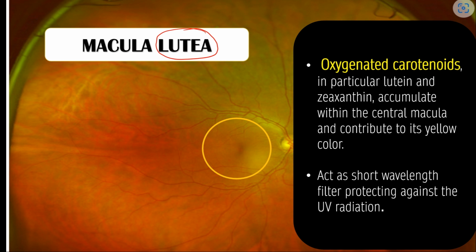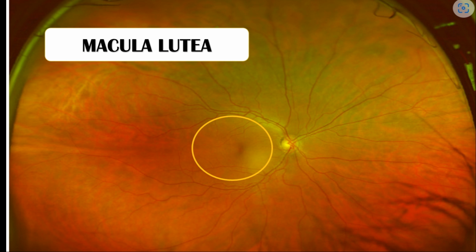Now, the area centralis or the macula lutea has this term lutea. Why is it called so? This happens because of the presence of oxygenated carotenoids. Lutea basically means yellowish appearance. So the macula has this yellowish color because of the presence of carotenoids inside of it, and these carotenoids are lutein and zeaxanthin, and they impart the yellowish color to the macula. Also, they have a protective role because they filter out all the short wavelength light, which is basically composed of the UV radiation, and therefore they protect our eyeballs from the UV radiation.